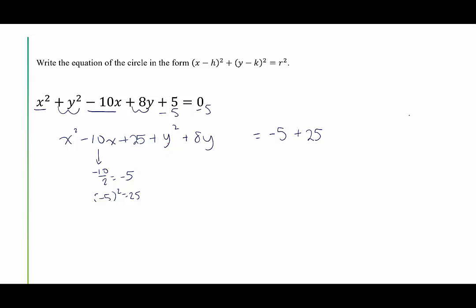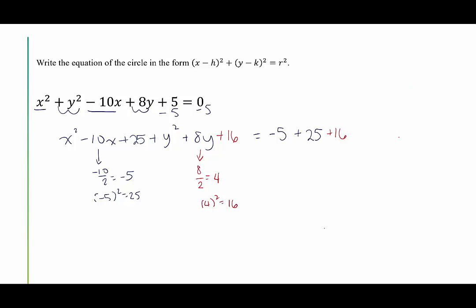Okay, how about with my y's? I have y squared plus 8y. What do we need to add to this so that we have a perfect square trinomial? Take that middle coefficient, divide it in half. That gives me 4, and then square that so that we know what that third term is going to be. 4 squared is 16, so I need to add 16 to the left-hand side, and therefore I need to add 16 to the right-hand side as well.